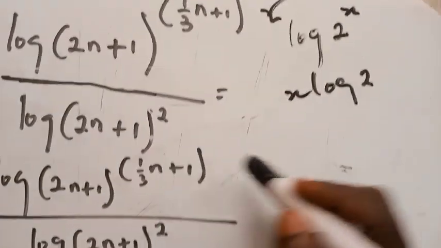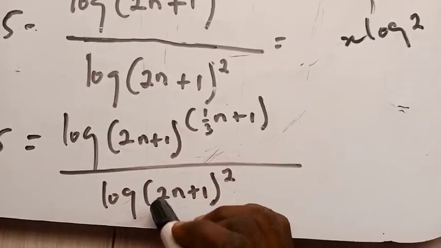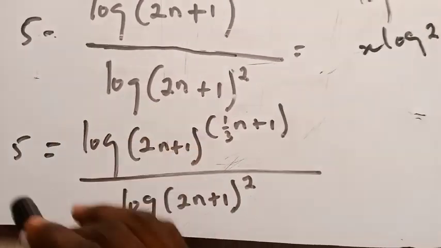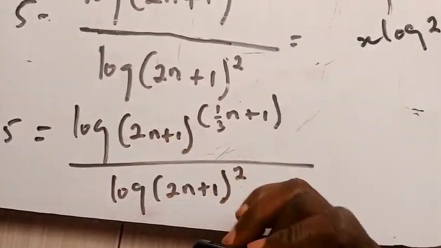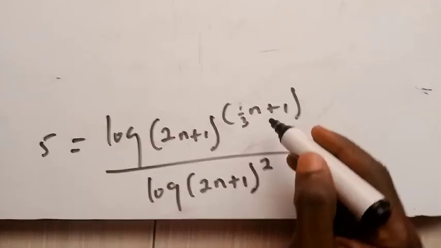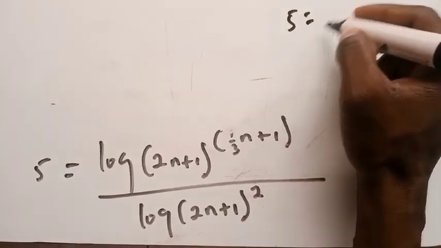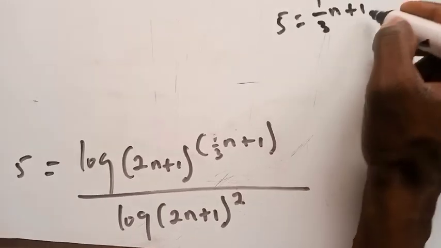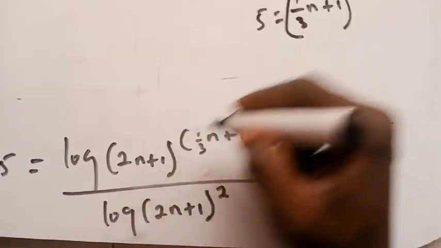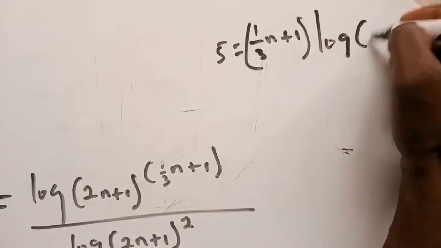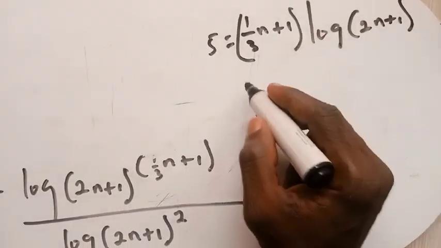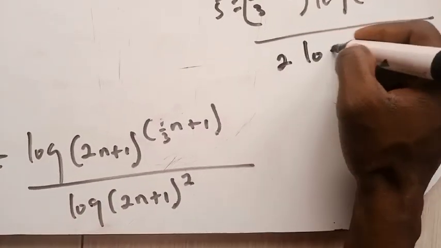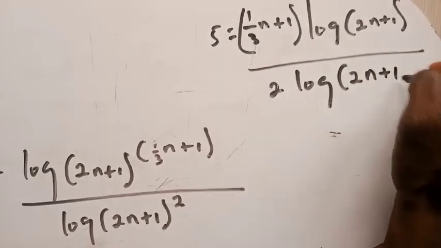Okay, so applying this idea to this particular question, this 1 on 3n plus 1 will drop, as well as this 2 here will also drop. If this drops here, then we are going to have 5 equal to 1 on 3n plus 1, in brackets, times log of 2n plus 1, everything divided by, remember the 2 here will drop, so we have a 2 and then log of 2n plus 1.